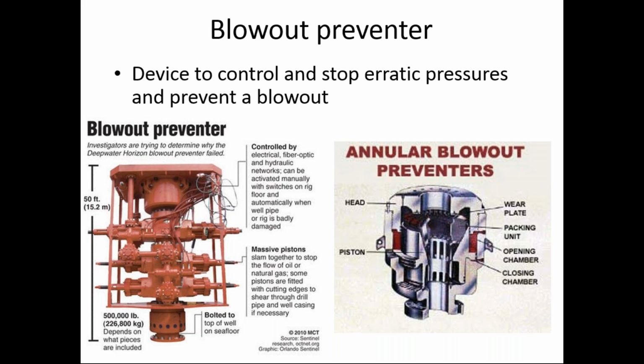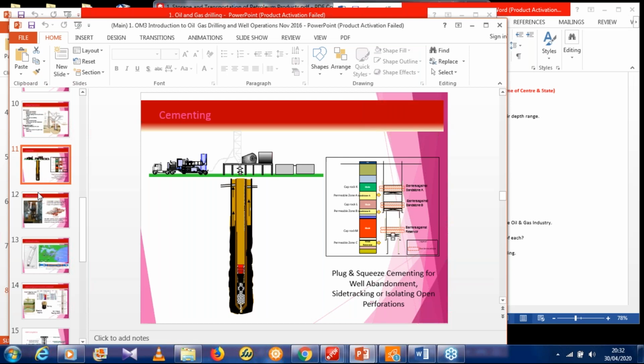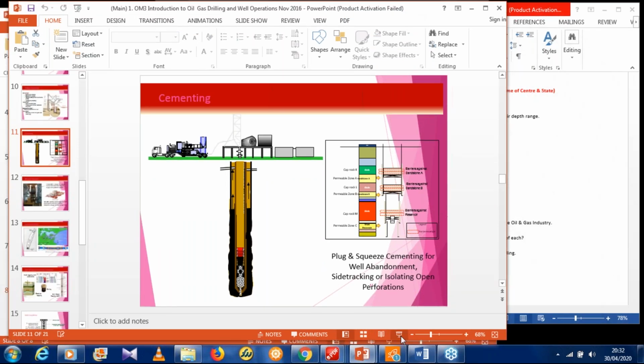Then this part here is a flange, the flange end of the blowout preventer, and it is usually bolted to the top of the well on the steel floor. This now forms what we call our wellhead, or the Christmas tree. I want to believe you understand that properly.